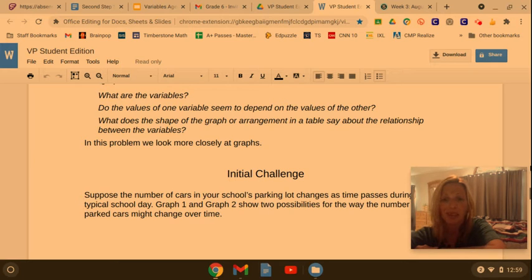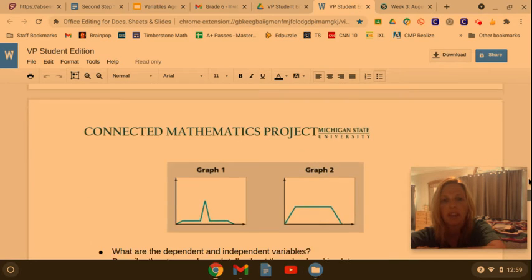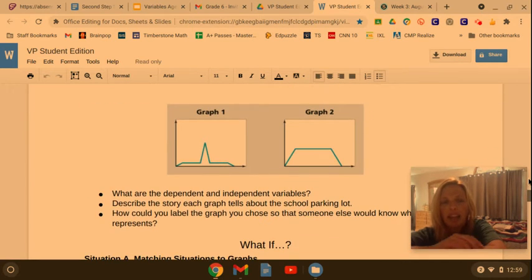To ask yourself, does one variable depend on the other? That will help you figure out what is the dependent and what is the independent variable. And then take a look at the shape of the graph. The shape of the graph definitely will tell you a story and it'll help you understand the relationship between the variables.